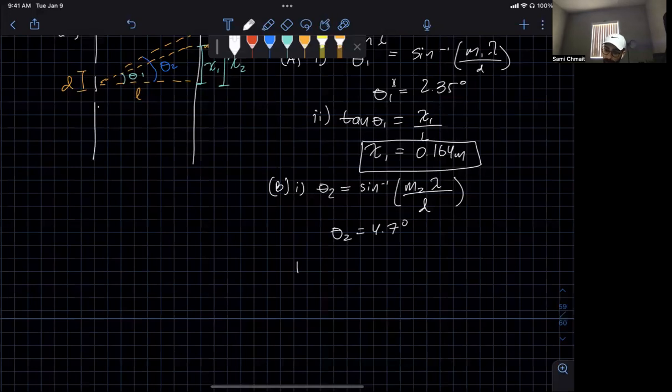Then we plug it into our tan function. So tan theta 2 is equal to x2 over L. And gosh, second time I did that. x2 is equal to 0.329 meters. All right.